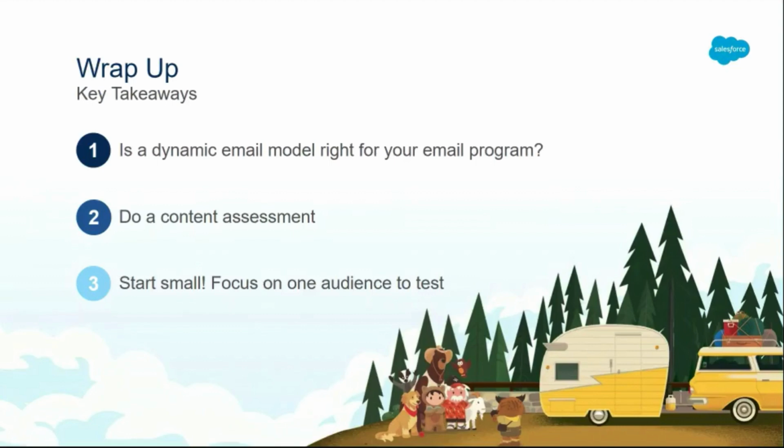Do a content assessment. And when we went through this program, it wasn't the programming on AMP script or on Marketing Cloud that was the hardest part. It was actually getting enough content from enough of the content owners. So that's a really good starting point before we even look at the technology. And then our biggest advice is just to start small. Focus on one tiny audience, do a lot of A/B testing, and just see if it increases your performance.